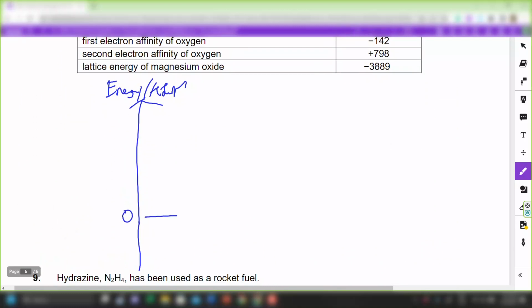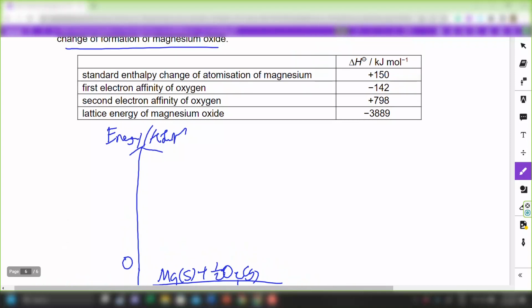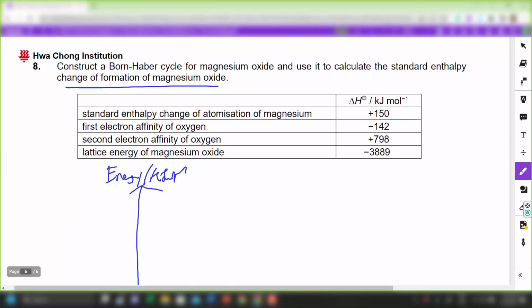Okay, so I'm going to define Mg. Maybe I should write a bit lower. Mg solid plus half O2 gas. So I'm defining this. This is the enthalpy change of formation for magnesium oxide. So this will be MgO solid. Now normally for a Born-Haber cycle, you are always given a lot of data like atomization, EA.